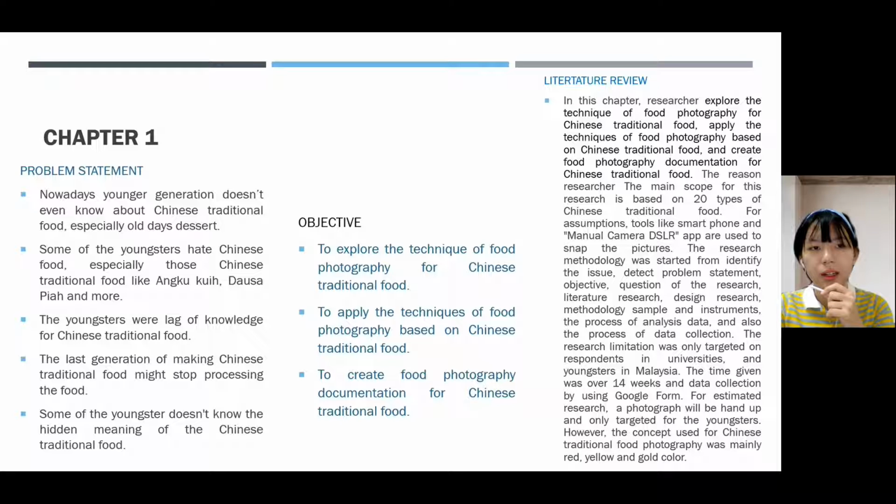Besides, the objective, this research is purposely to explore the technique of food photography for Chinese traditional food, to apply the techniques of food photography based on Chinese traditional food, and to create food photography documentation for Chinese traditional food.